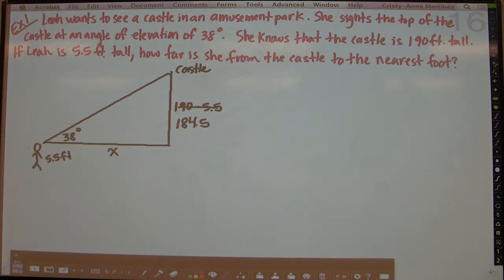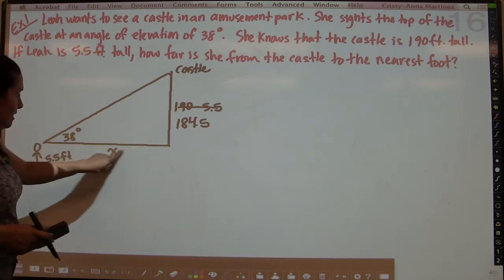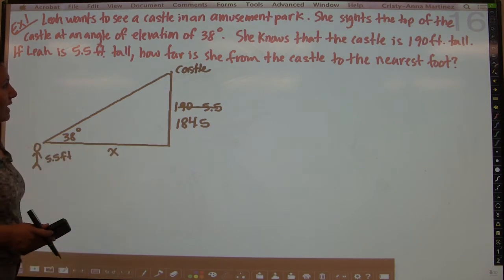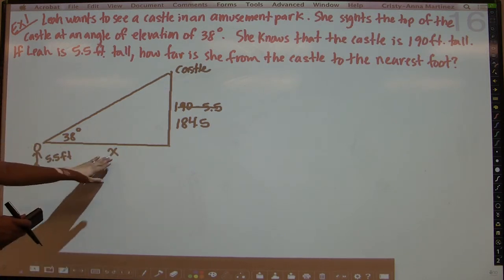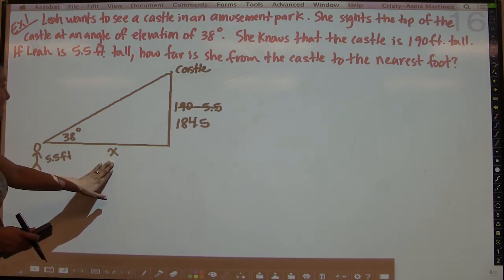So I wanted you to understand why I did that. But now all we're looking at is basically a right triangle, and we can apply what we learned in our previous lesson to solve the problem. It says how far is she from the castle to the nearest foot. So the distance that they're asking us to find is this distance here. How far is she from the castle? And that's why I put X there. So we're dealing with a triangle.